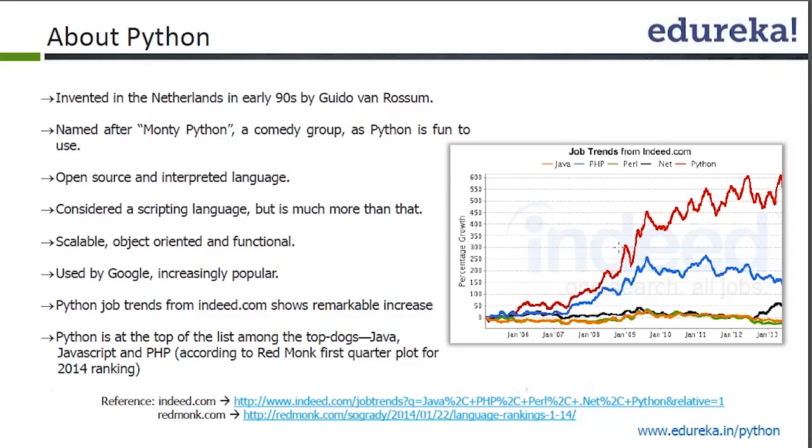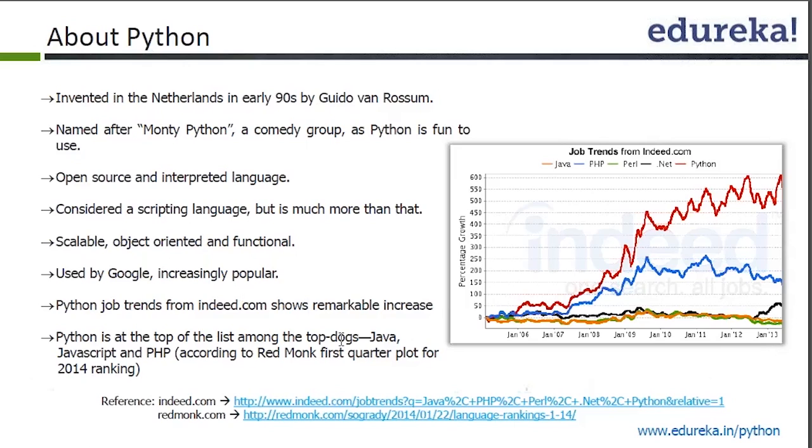And Python job trends from Indeed.com, right? Look at the Python job trends. This is Java and this is Python. See, it's going on till January 13. It was above everything else. Compared to Java, PHP, Perl, .NET, Python was way above the rest. So learn it well, and there's a lot of scope and opportunity.